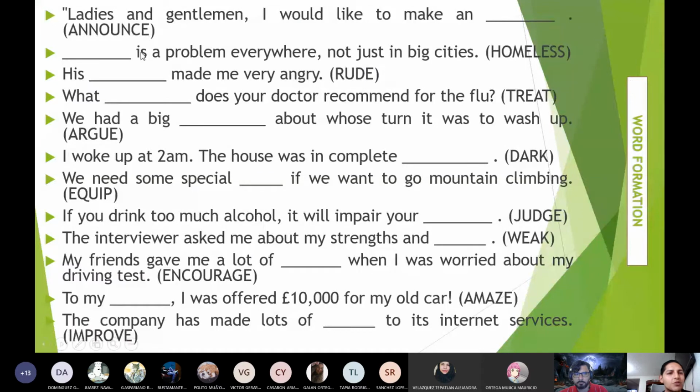Check it out. You need to fill in the blank with the appropriate form of the word homeless. Of course, you need to look it up. Homeless. I can do it. Yeah, thank you. Homelessness is a problem everywhere, not just in big cities. Yeah, homelessness. Then you have a noun.